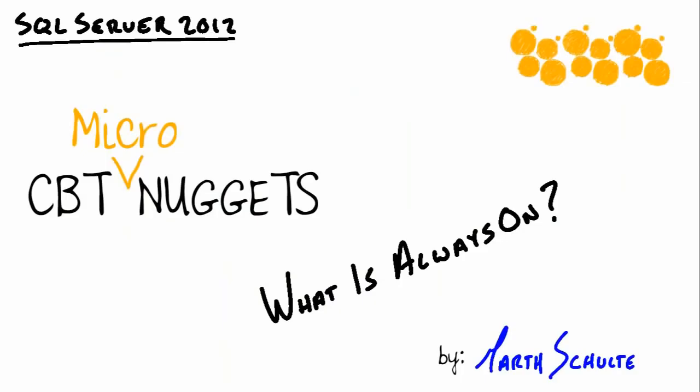In this CBT Nugget, we talked about Always On. We saw that Always On is a term that describes two technologies, failover clustered instances and availability groups, both of which help us out with high availability and disaster recovery at the SQL Server instance level and the database level.